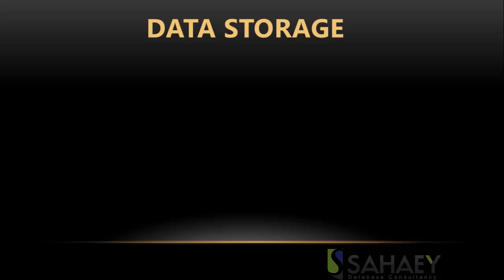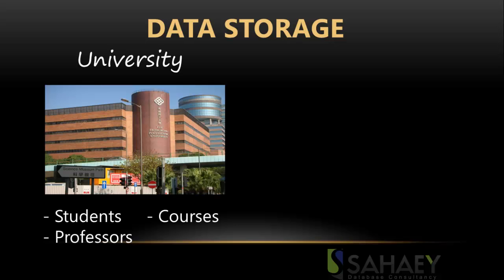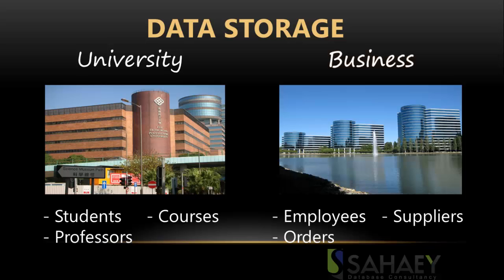All organizations store some type of data. For example, a university may store data about its students, courses, and professors. Similarly, a business organization may keep data about its employees, suppliers, orders, etc. Traditionally, this data was stored in individual, unrelated files, sometimes called the flat files.